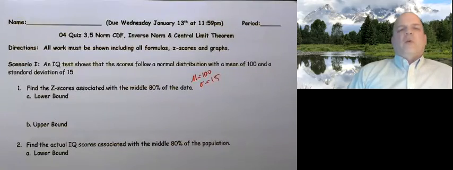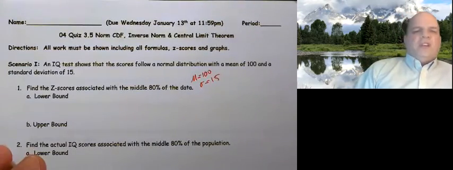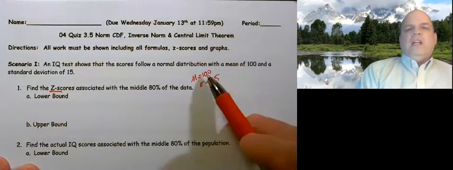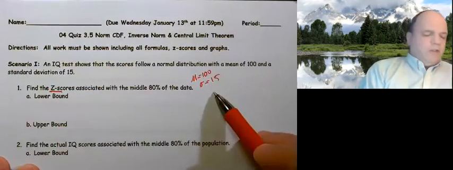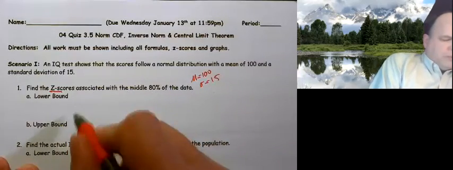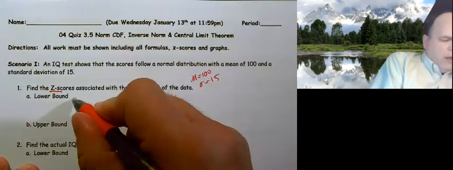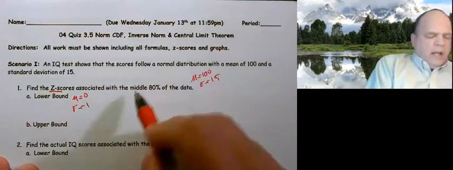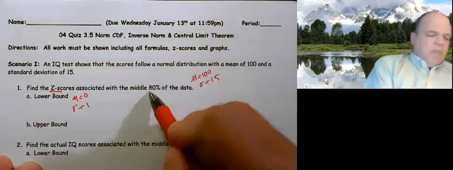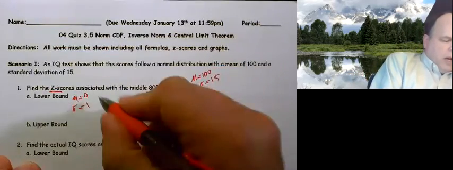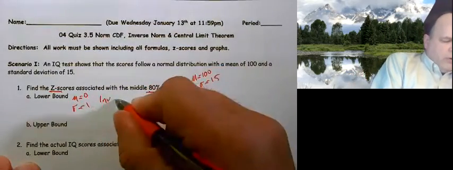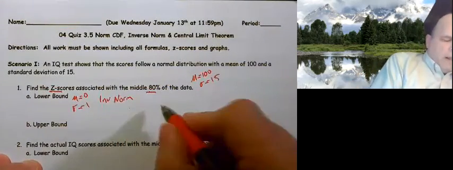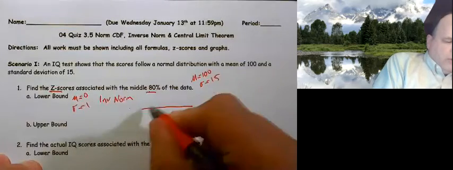It says find the z-scores associated with the middle 80% of the data. First off, it says z-scores. So even though the mean of the distribution is 100, standard deviation is 15, since it asks for a z-score, the mean is 0, the standard deviation is 1. And then they gave me a percent. Since they gave me a percent, I know I'm working with the inverse norm. All right, so I'm working with an inverse norm, and my drawing is going to look like this.